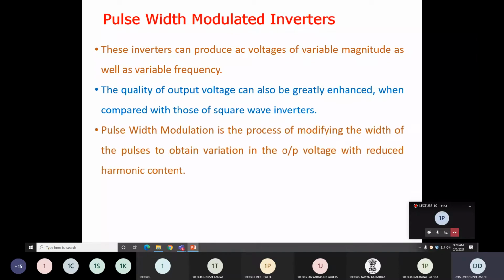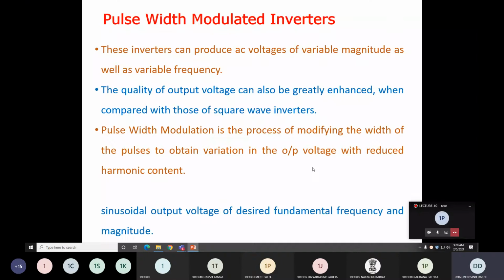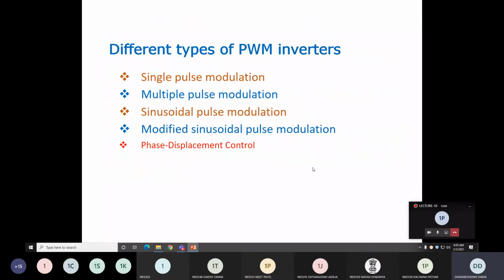Pulse modulation technique is a process of modifying the width of pulses to obtain the variation in the output voltage. In the last lecture we discussed the first method, the single pulse modulation technique. There are 5 different techniques, of which we will first discuss the single pulse modulation technique.